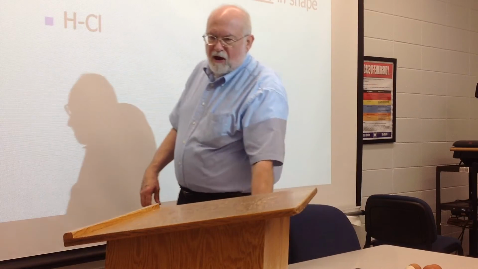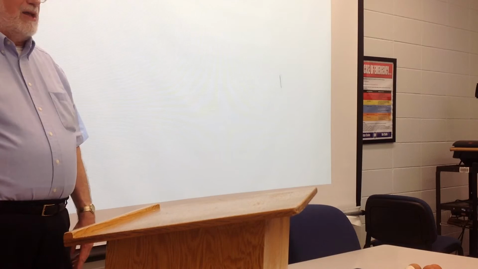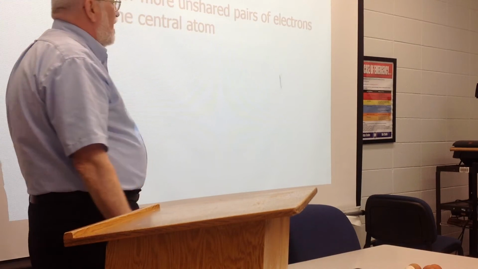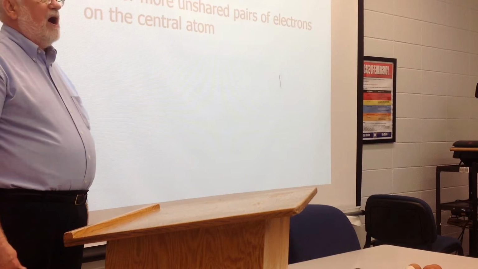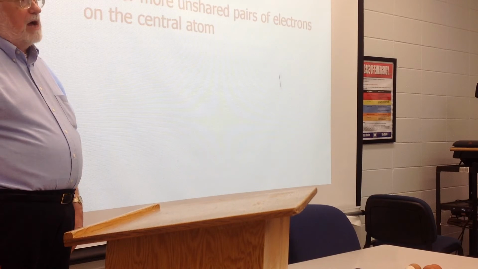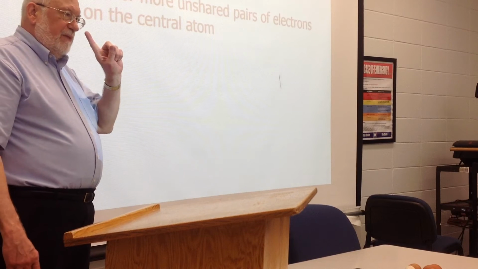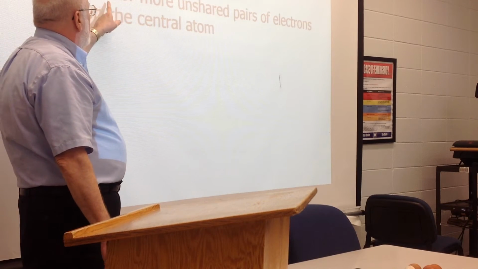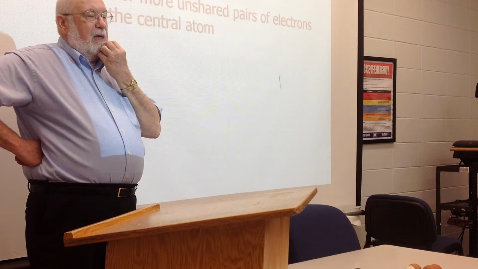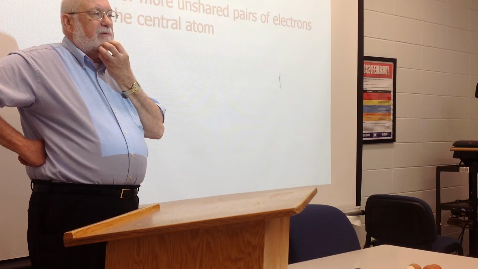Well, let's kick it up a notch. What if we have a 3-atom molecule? Now here it can be a little bit different. Here we can end up with 2 possibilities, and it all depends on that central atom and what's there. It's bent or nonlinear if there's one or more unshared pairs of electrons on the central atom. All right, one or more unshared pairs of electrons on the central atom.